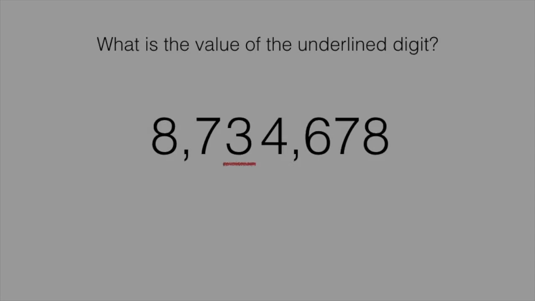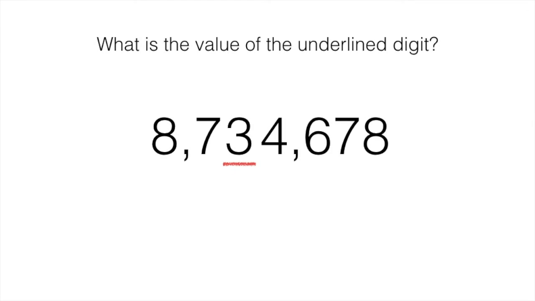Let's watch a video. What is the value of the underlined digit in this number? That number in word form is 8,734,678. That's a mouthful. So here's what you do. First, you take any numbers that are in front of the underlined digit and you punt them out the window. Bye! Okay, so now we have 34,678.